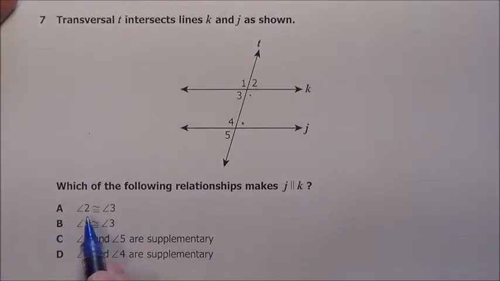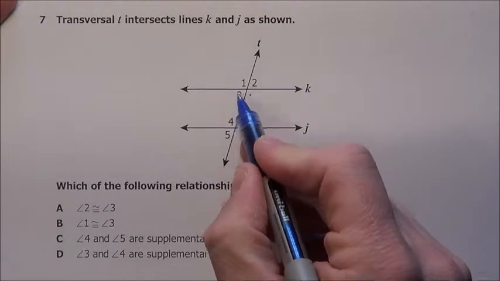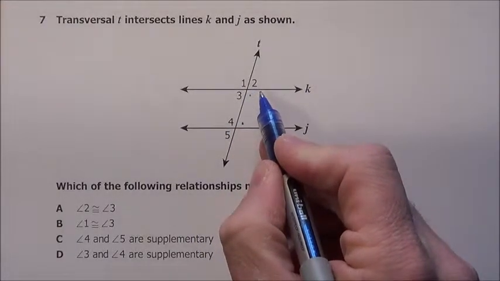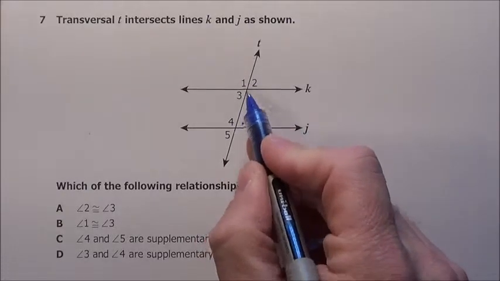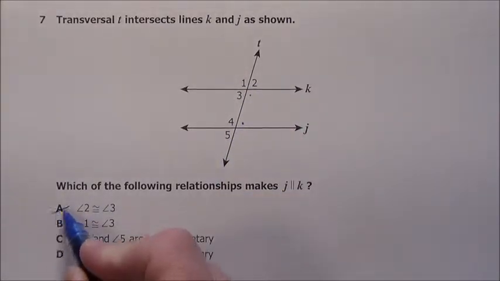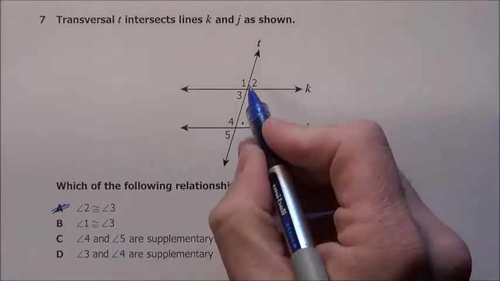They say, hey, what if 2 is congruent to 3? If 2 and 3 are the same, those are vertical angles. That is not going to help us compare this line and this line, because 2 and 3 are just dealing with this line up here. They don't have anything to do with this guy down here. So that's out.